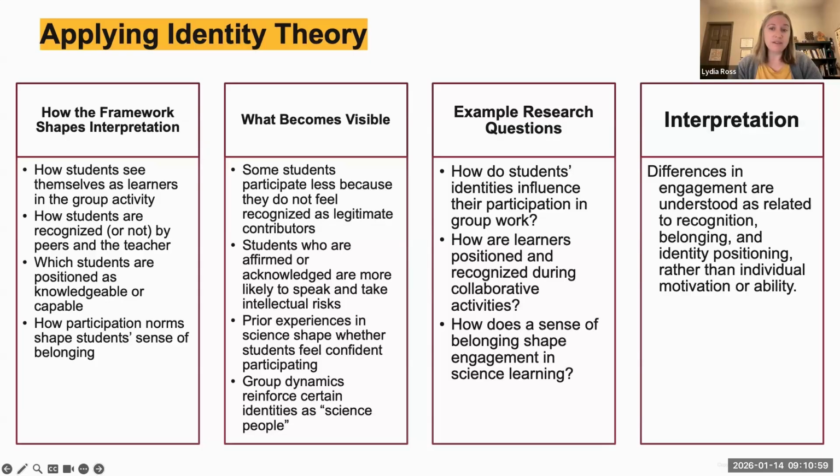From this perspective, student disengagement might be interpreted more as a response to not feeling like they belong or limited recognition, rather than a lack of interest or effort or ability. Questions I might ask with this could include, how are students recognized as contributors in group work, or how does their sense of belonging show up in their developing identities as science learners?